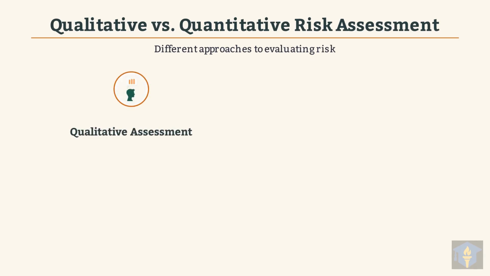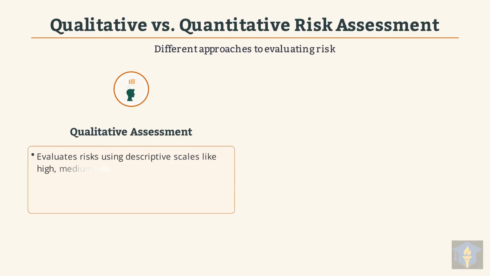First, let's look at qualitative assessment, a common way to evaluate risks. This method uses descriptive scales, categorizing risks as high, medium, or low based on their impact and likelihood. It heavily relies on subjective judgment and the valuable insights provided by expert opinion.